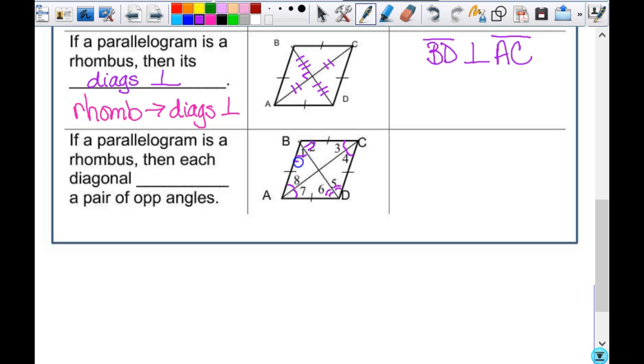So what we already knew about a parallelogram is that the opposite angles are congruent, right? For a rhombus, not only are the opposite angles congruent, but the diagonals also bisect those angles. Because these being congruent to each other right here doesn't happen in every parallelogram. Does that make sense to you? So it only happens in a rhombus. So if a parallelogram is a rhombus, then each diagonal bisects a pair of opposite angles.